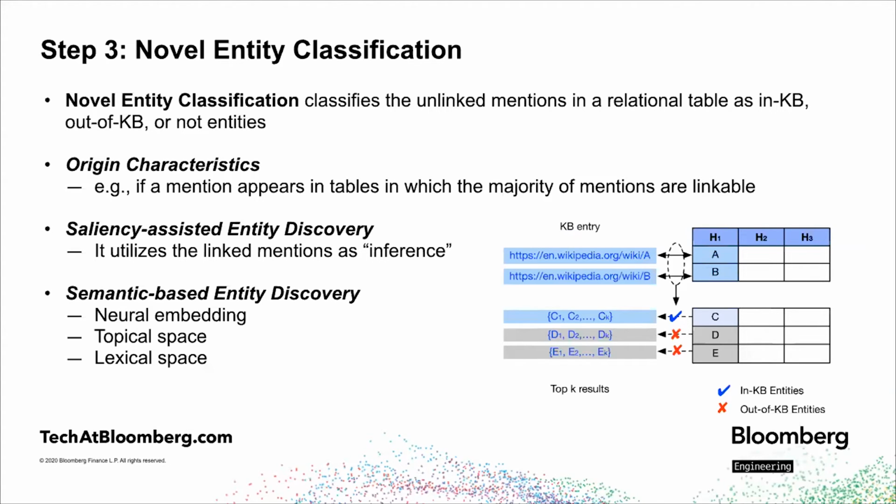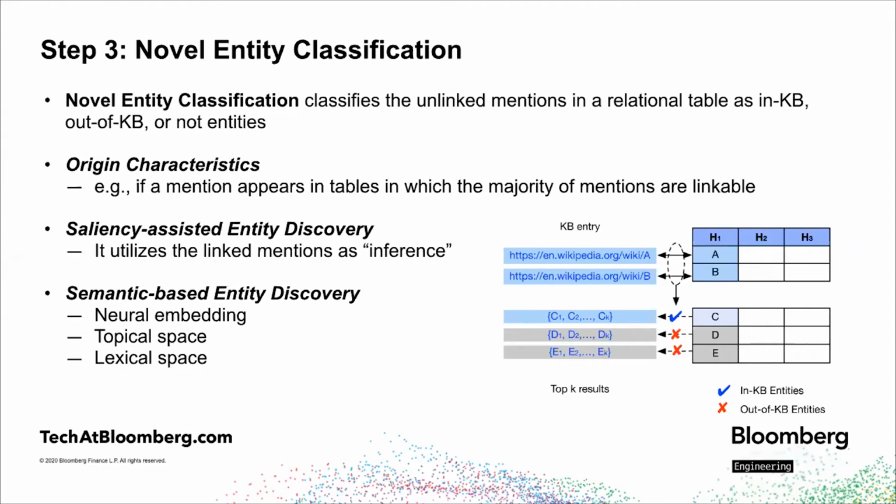For example, we check if a mention appears in tables in which the majority of mentions are linkable, because a single mention, no matter which table it comes from, might appear duplicated in multiple tables. Now we take their linking results or characteristics as kind of input or signal. This is origin characteristics. Silence assisted entity discovery utilizes the linked mentions as inference. So what does that mean? Let's have a look at this illustration. A, B, C, D, E are in a table, originally in the same table, but now for A and B we have already found their corresponding entries, like Wikipedia A and B.